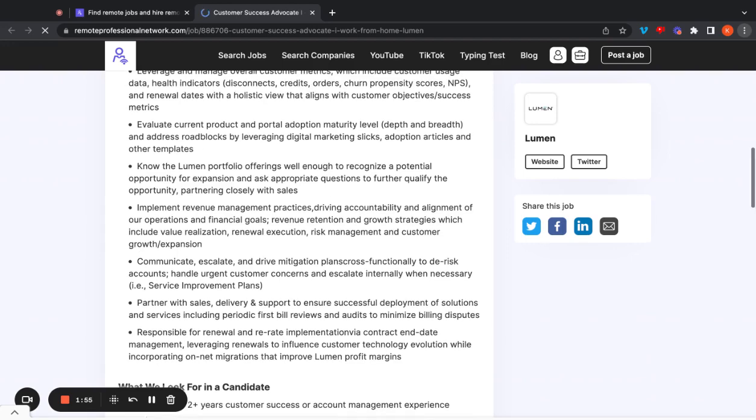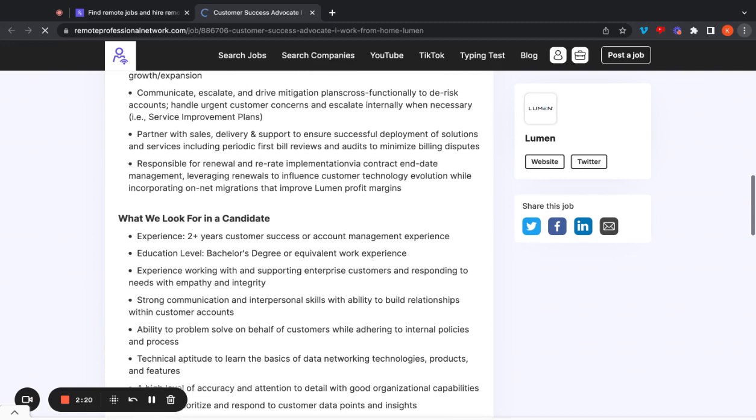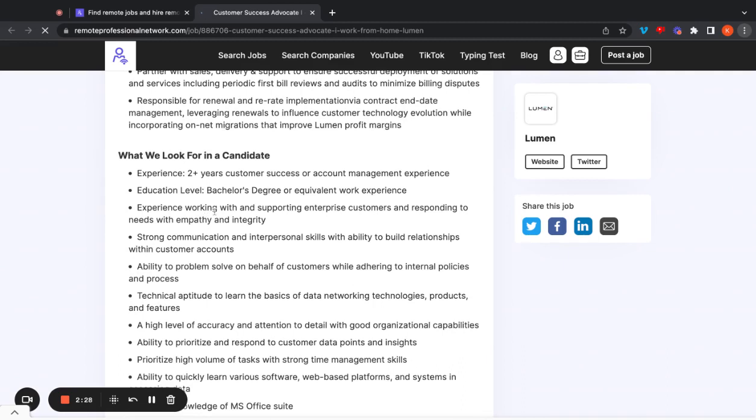This one, they want you to implement the revenue management practices, driving accountability, communicate, escalate, and drive mitigation plans cross-functionally to de-risk accounts, handle urgent customer concerns, partner with sales, delivery, and support. And they want you to be responsible for renewal and re-rate implementations via contract, end date management, leveraging renewals, and a few other things there. As far as what they're looking for, they're looking for 2 years of customer service experience, a bachelor's degree or equivalent work experience working with and supporting enterprise customers and responding to needs.